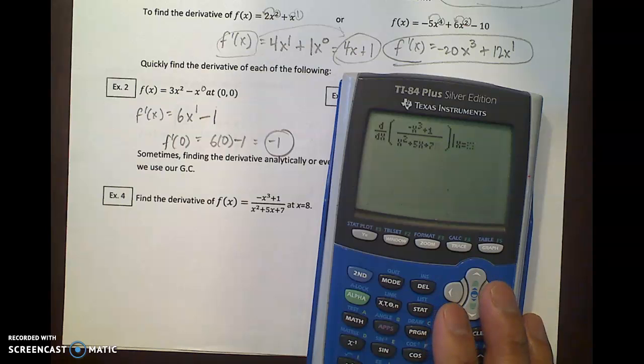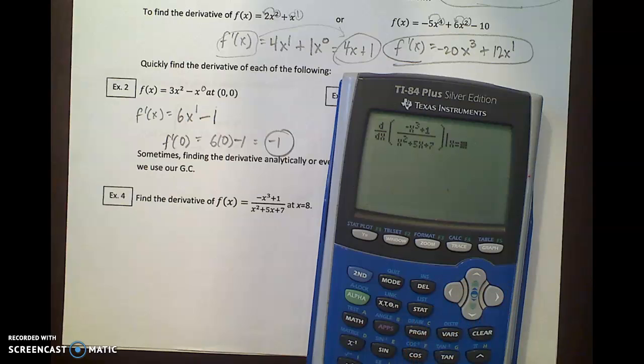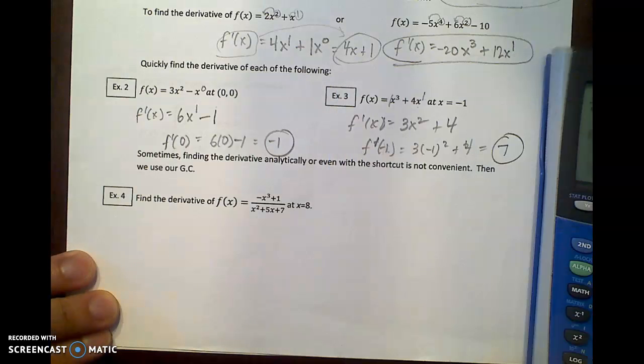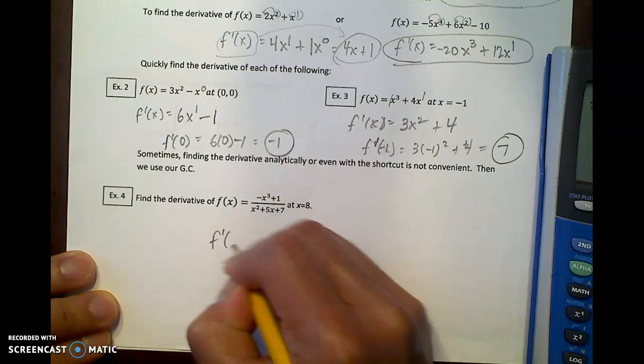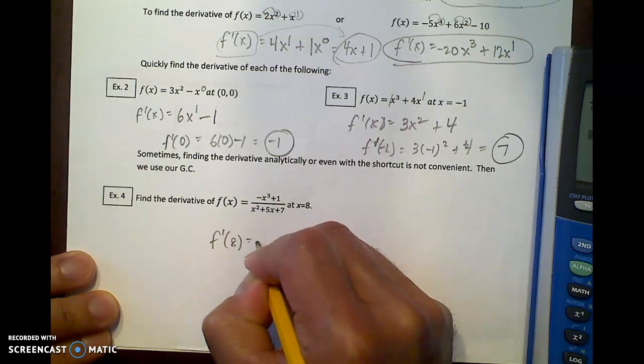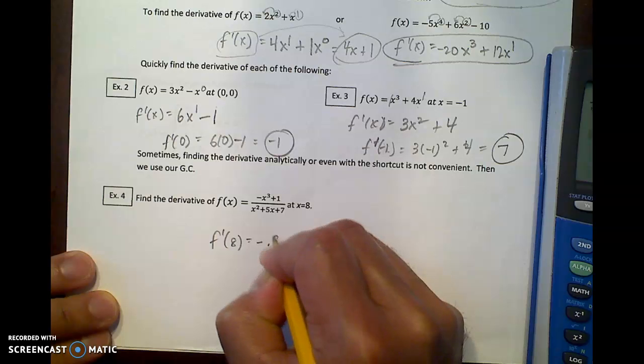Then arrow over to this box, and that's where we put the value of x where we want to evaluate this function's derivative. We press enter, and there we go. The value of the derivative of this function at x equals 8 is approximately negative 0.859.